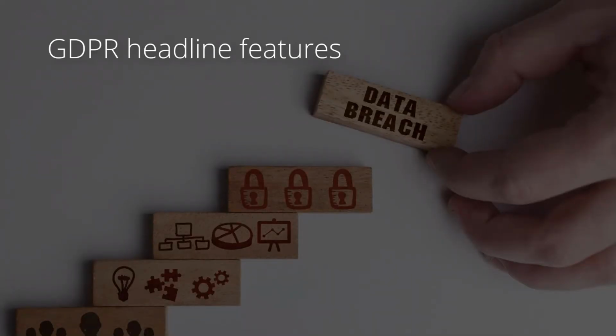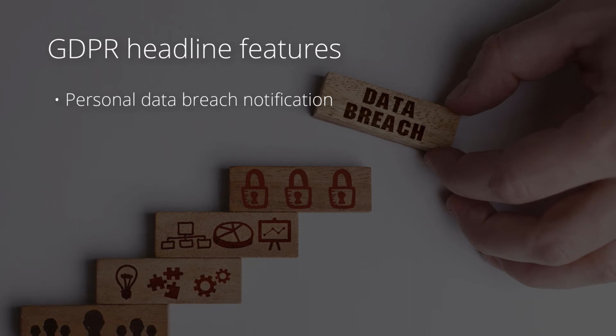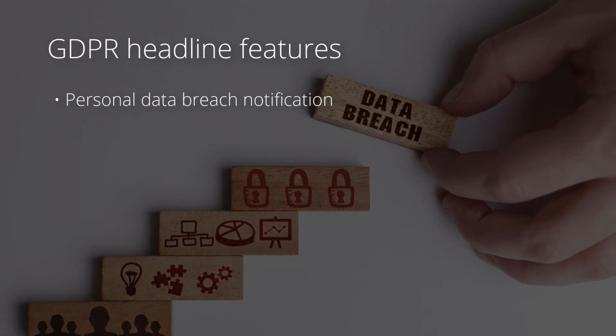Let's consider the GDPR's headline features. Organisations must now notify the supervisory authority of significant personal data breaches. The supervisory authority must be notified within 72 hours of an organisation's data controller becoming aware of the personal data breach. This is a major change from prior regulation.